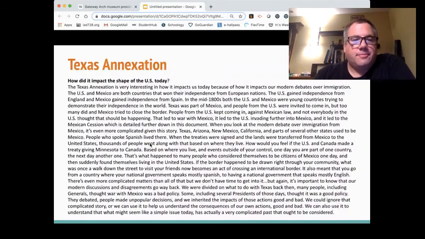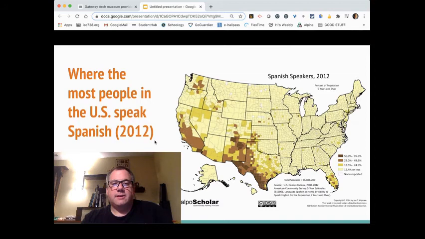And where do we go here? When the treaties were signed and the lands were transferred from Mexico to the United States, thousands of people went along with that based on where you live. And also notice people who lived in those areas, which was Mexico, they spoke Spanish. Now, do you think that we can see that today?